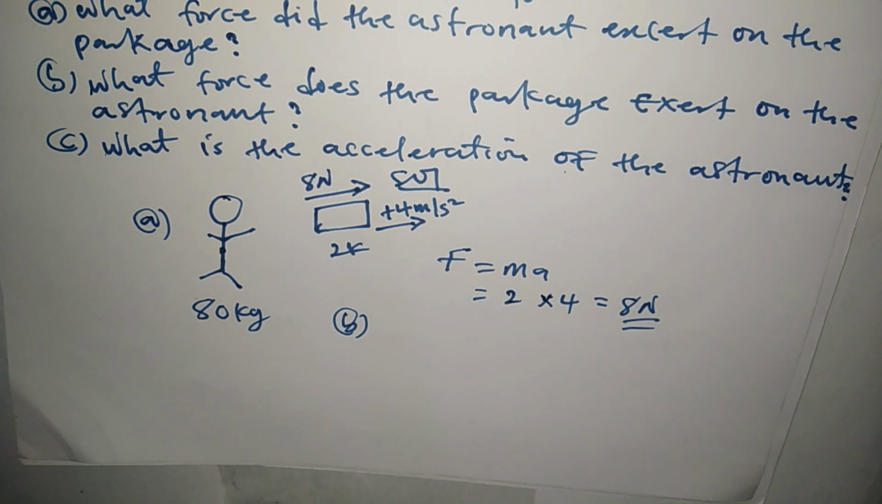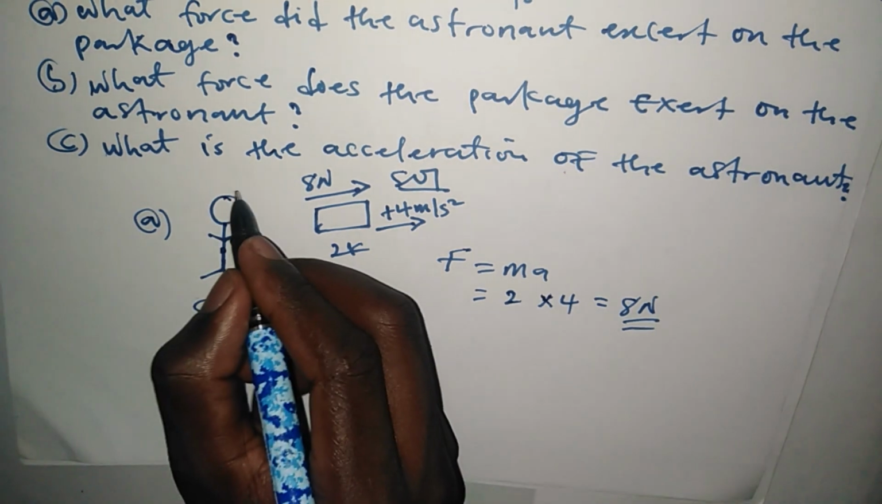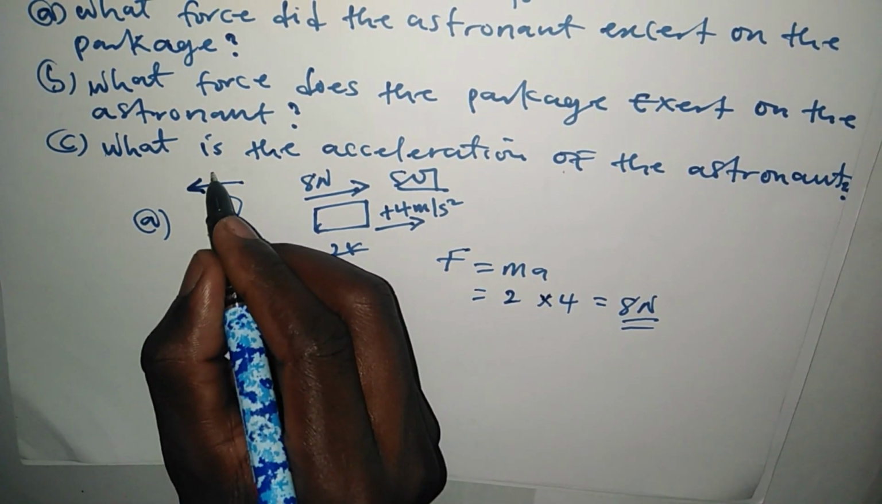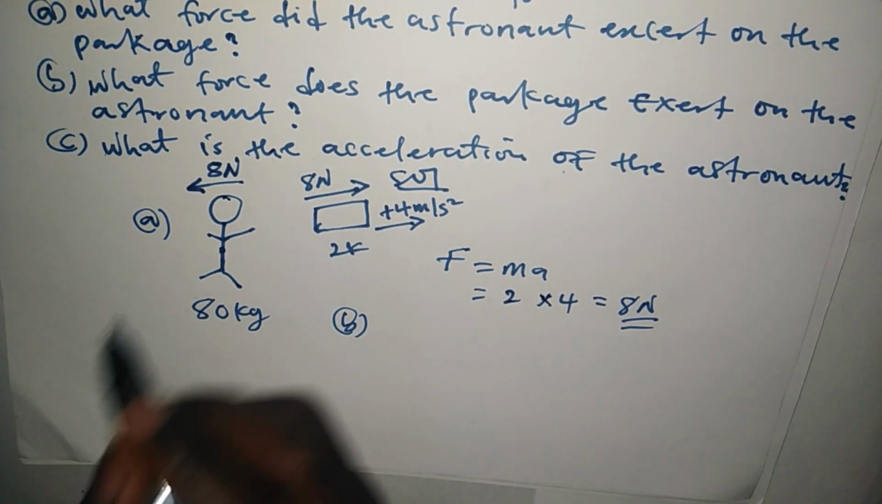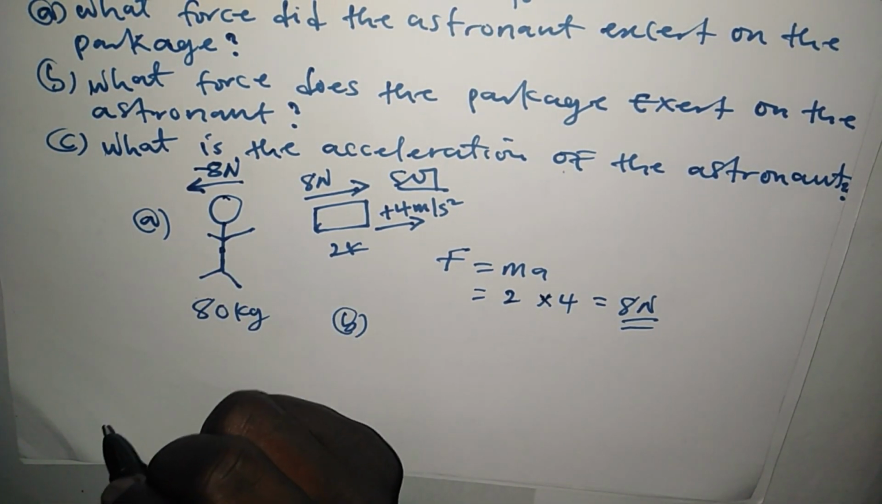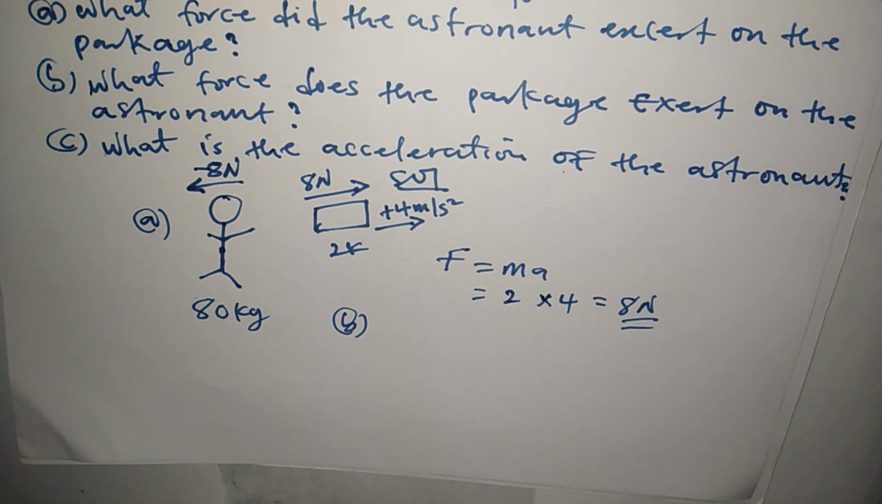Now, you know from Newton's third law, they say for every action there's an equal and opposite reaction. So we know that the package will also exert 8 newtons of force on the astronaut, but in this case, it is going to be negative. Therefore, to find the force that is exerted on the astronaut, you just look at the force the astronaut exerts on the package, and then you take the opposite direction, because from Newton's third law, for every action there's an equal and opposite reaction, right? So let's just turn this to be C.